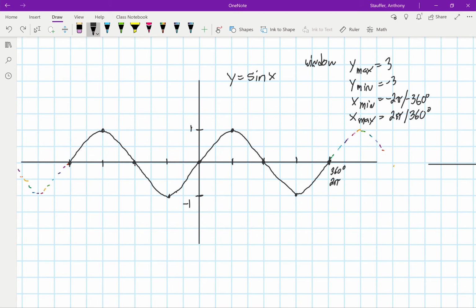Let's continue on right here. What we're going to do is notice that this right here, where it equals 0, is 180 degrees, and that was off your unit circle, or rather pi radians. Where it was equal to 1 was 90 degrees, or again, pi by 2 radians. And where it was equal to -1 was 270 degrees, or 3 pi by 2 radians.